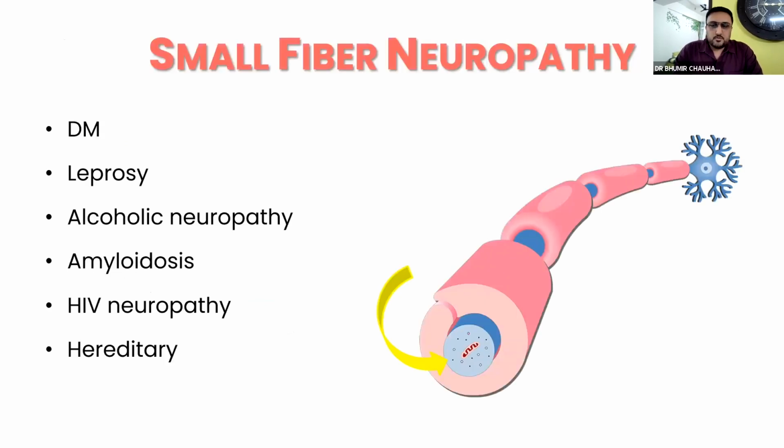So small fiber neuropathies, which are very commonly seen, are diabetes, leprosy, alcohol, HIV, amyloid, and hereditary. So these are common small fiber neuropathies. These patients will present with more positive symptoms, pain, burning, and paresthesias. And on examination, you may find loss of distal sensations like in the feet or the soles of the feet. They will have axonal damage and a length dependent, glove and stocking pattern.